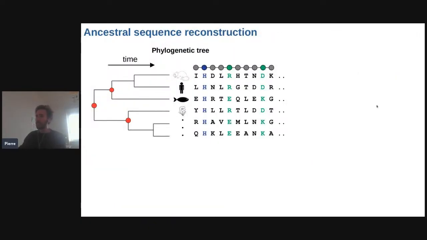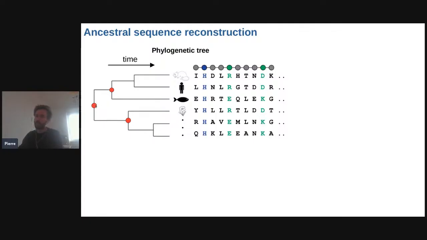So the point here is, can we use these new developments for phylogenetic problems? And the problem here is ancestral sequence reconstruction. So the idea is you have these alignments, and these are homologous proteins. You have a tree behind this that describes the evolutionary history of the sequences. And the question is, can we infer the sequences at the internal nodes of this tree, right?